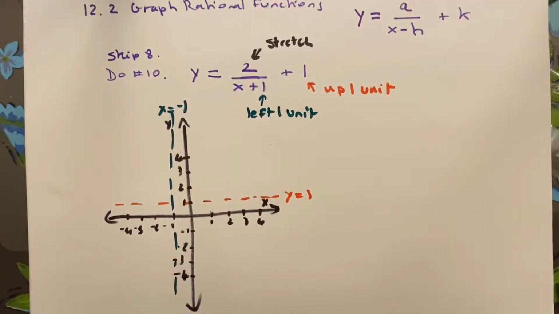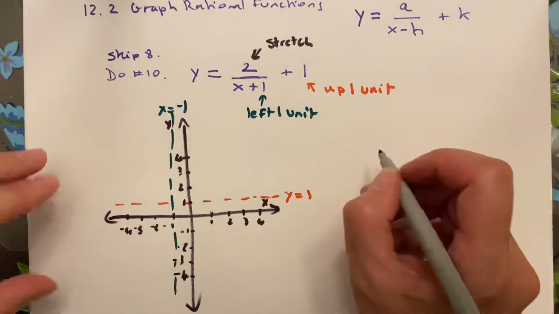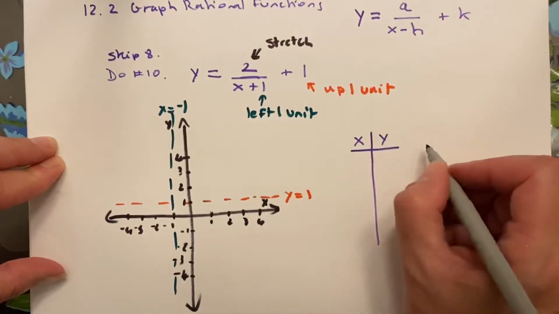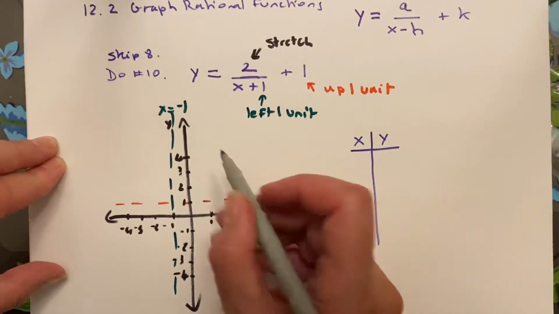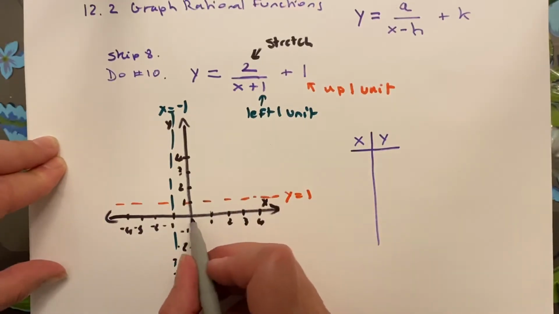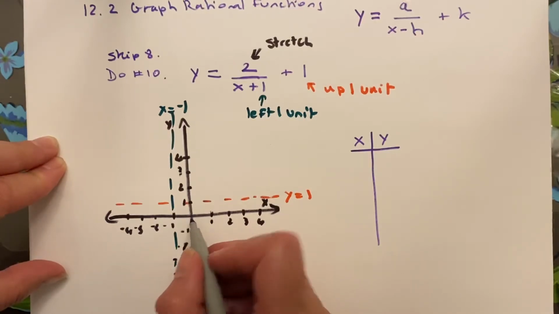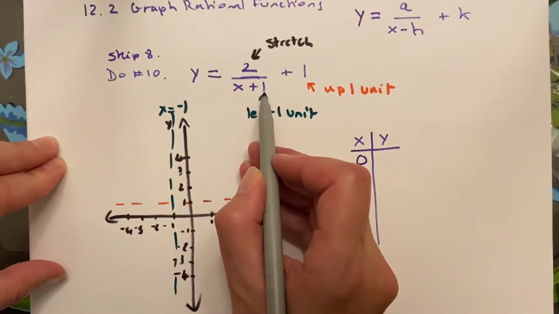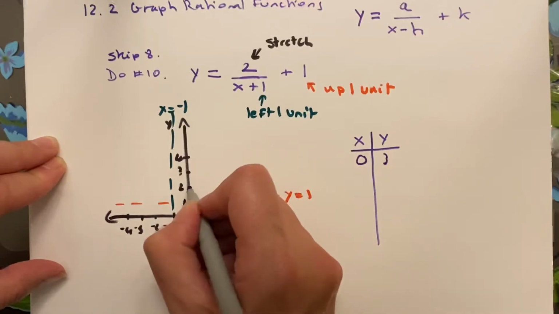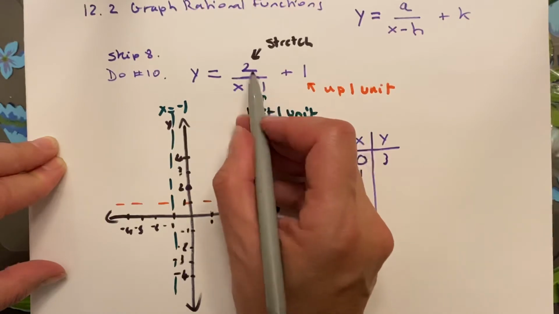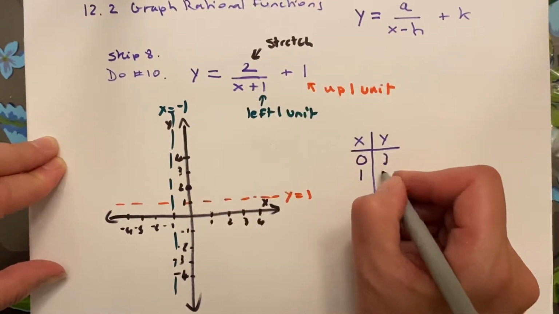What's, again, nice about placing your asymptotes is it's really easy to then pick the best numbers and not waste a lot of time looking for the right ones. Remember, you need 3 points per branch, so you're going to want 6 numbers. Clearly, the number I can't pick is -1, but I can pick 0. 0 plus 1 is 1. 2 divided by 1 is 2, plus 1 is 3. 0, 3. Let me try 1. 1 plus 1 is 2. 2 divided by 2 is 1, plus 1 is 2.